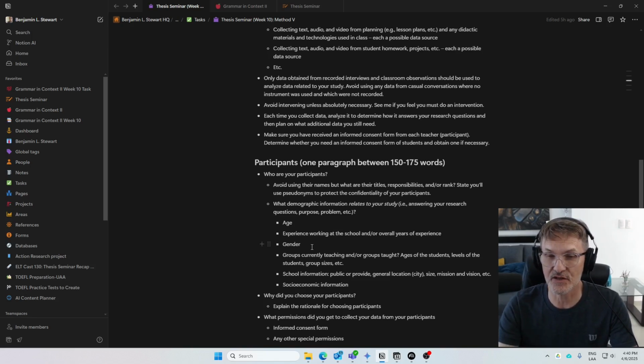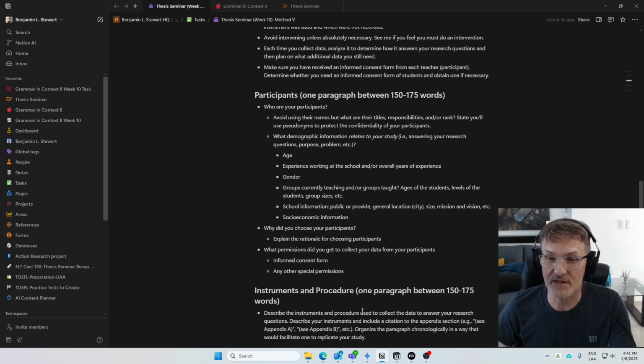If you're actually concerned about comparing genders among your participants, then of course, yes, you will include this information in your participant section. But if it's not relevant to answer your research questions, then this information will not be included in your methods section. You also want to include the reason why you chose your participants, the rationale, and include any permissions that you got to collect your data.